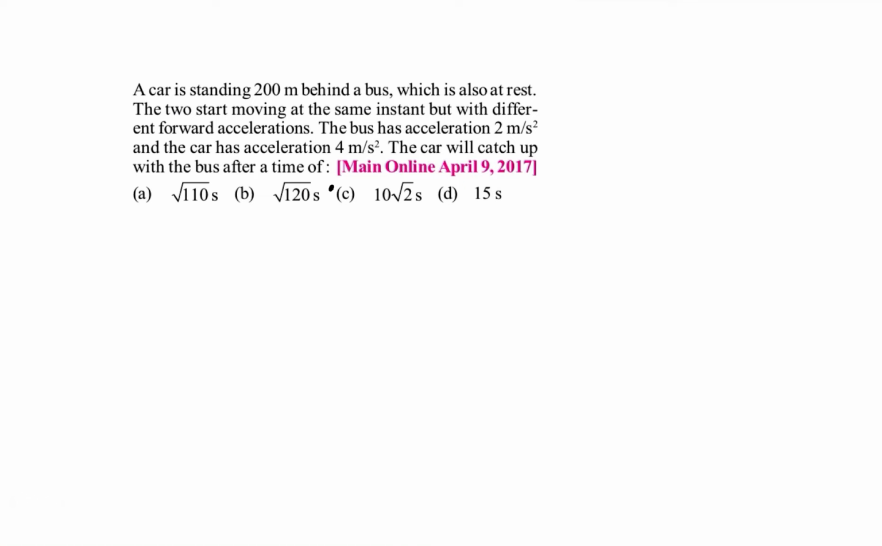Next one. A car is standing 200 meters behind the bus, which is at rest. Now you can see there is a car, I am writing this is a car, and there is a bus, bus I am writing B. Bus is at rest. Car also, initially they have not given, but it is also at rest, which means both are at rest initially. The two start moving at the same instant but with different forward accelerations. Means initial velocity of car is 0, initial velocity of bus is also 0.